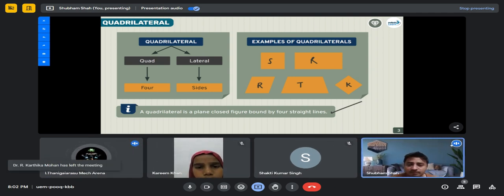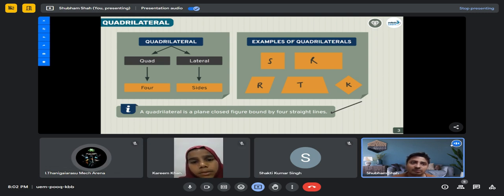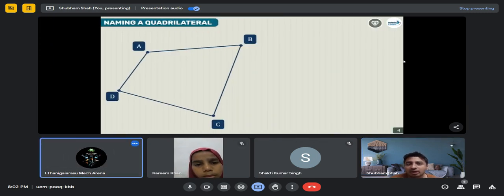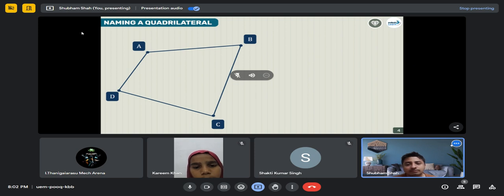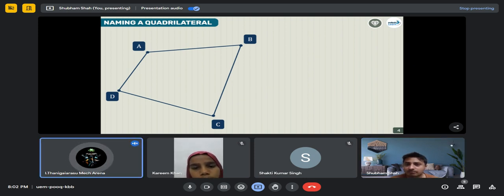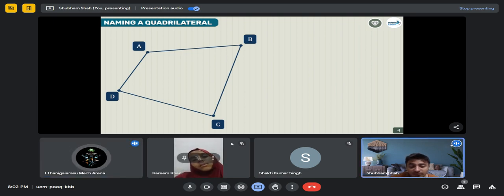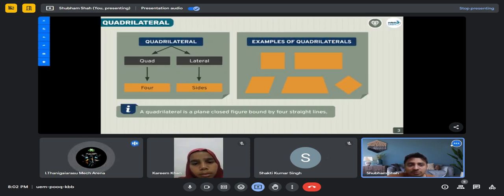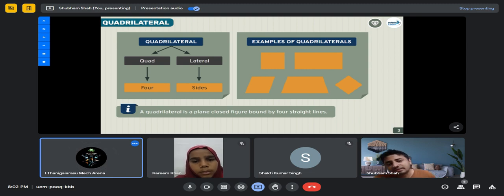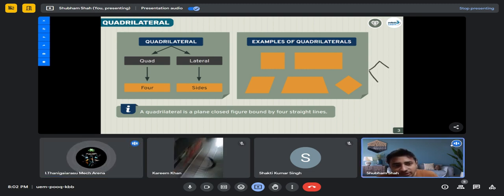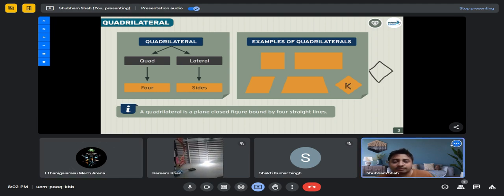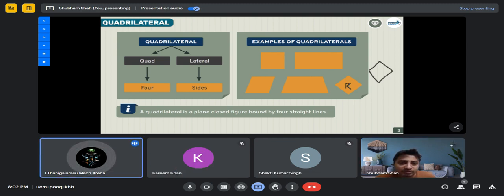Anybody is having any doubt? Okay, good. What happened, Shinchan? What is the name of the last figure? Kite. It is a kite. Yes, you can say it is a rhombus, but it is mainly a kite only. Okay, this is a rhombus, or you can say it is a parallelogram. You can name it anything.